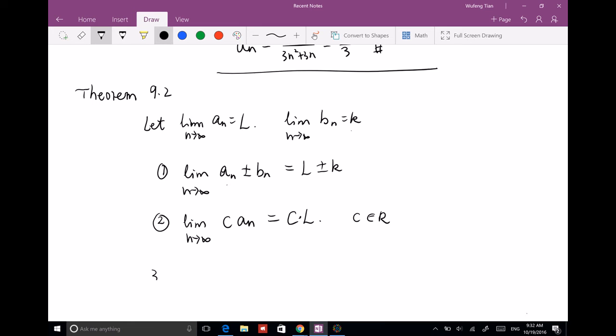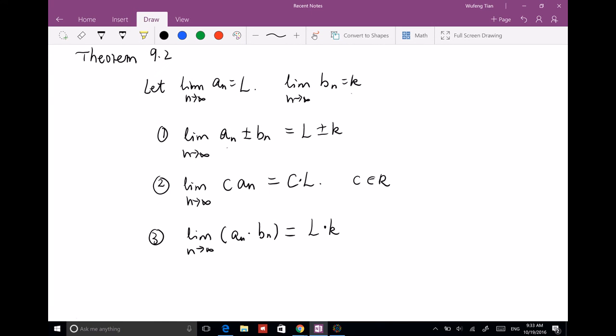And the next one: the limit as n goes to infinity of an multiplied by bn. So an goes to L, bn goes to k, an times bn. I want to call another student to help me. Bella, could you please help me with this one? L times k. Very good. Thank you very much, Bella. So this is L times k.